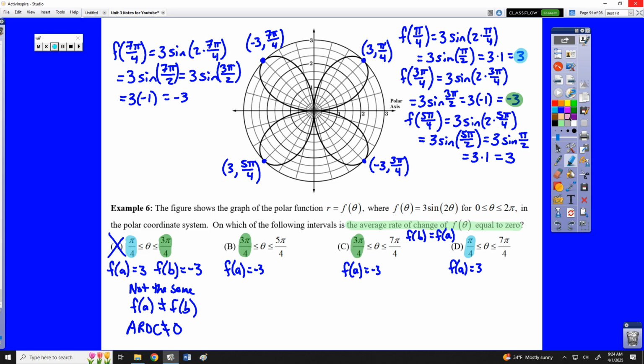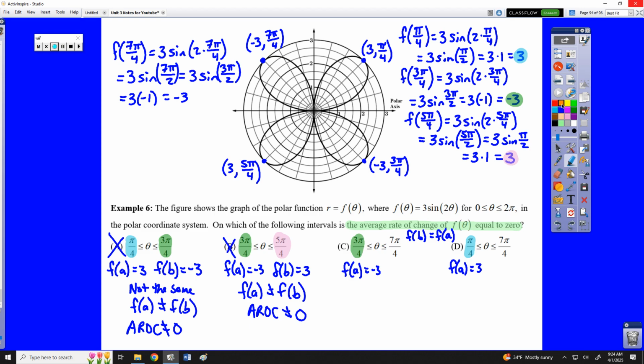5 pi over 4 we see here only. 5 pi over 4 has an output of 3. So there we have f of b is equal to 3, meaning that f of a does not equal f of b for option B, which means the AROC does not equal 0. So B is not the correct answer.